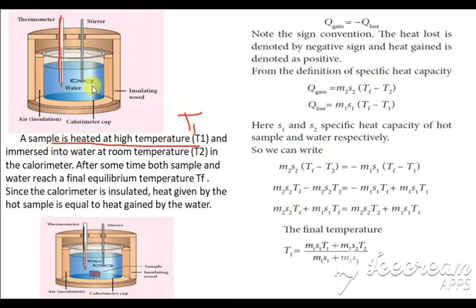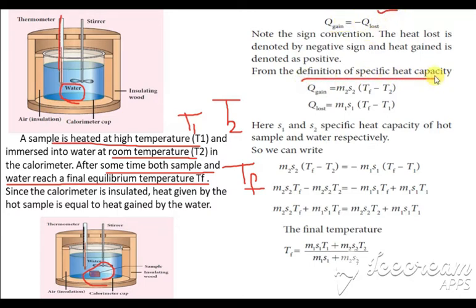So we have a sample here. We heat it to temperature T1. Then the water is at room temperature T2. After some time, both the sample and the water reach a final temperature, which is TF. Here we are placing the object this way. Yes, and Q gain is equal to minus Q lost, which we know already.